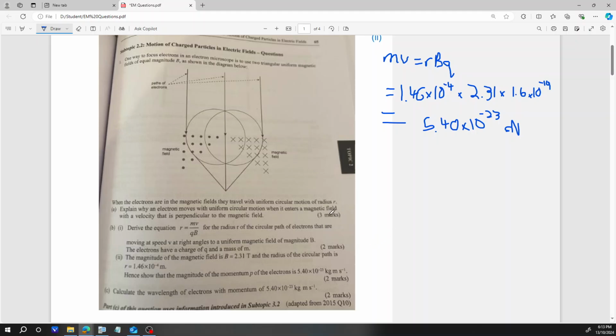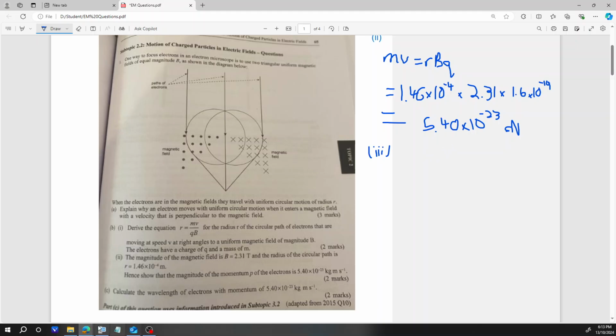Now calculate the wavelengths of electrons with the momentum of that. Assuming you weren't able to do that before, you can do it now. So let's work out this one.